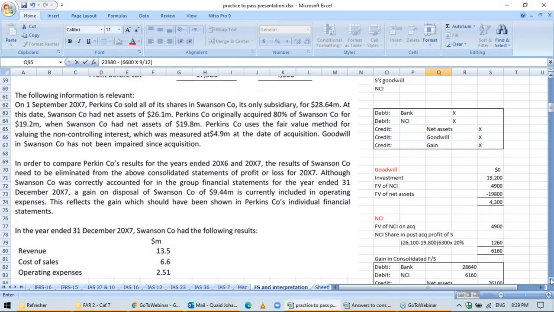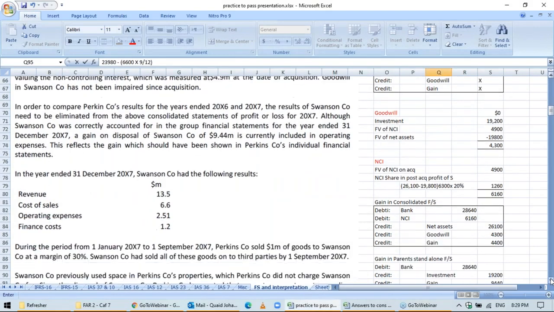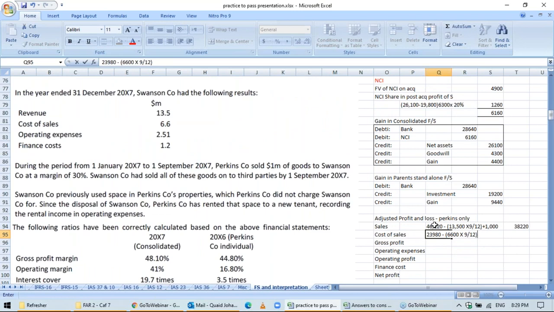Okay, I have taken it as 8 upon 12 only. By mistake, I have written 9 upon 12. The calculation is according to 8 upon 12 only. So it's 8 month sales, which I have removed from there.